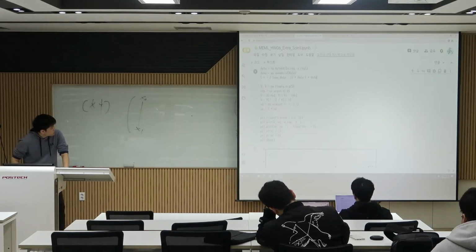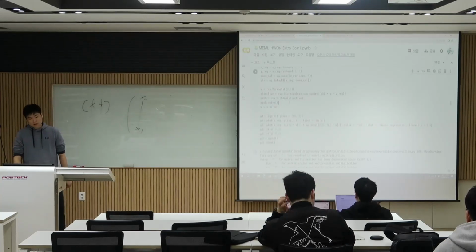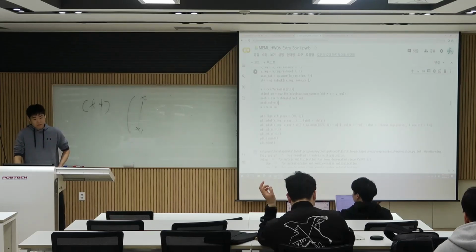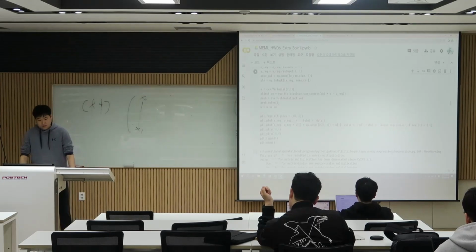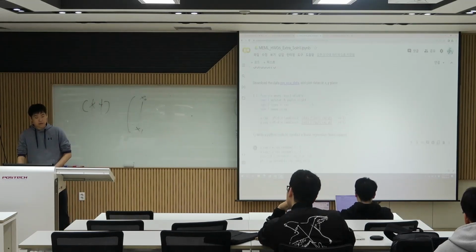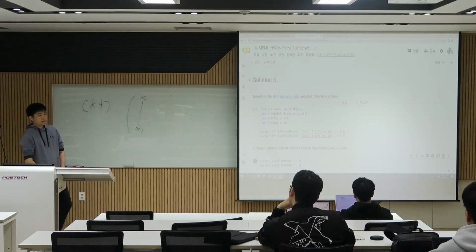So in this problem, the PCA code is very simple, and the linear regression above you just covered before the midterm exam. So I don't think problem number 3 should be difficult for you guys. So any questions about this extra problem? Okay.